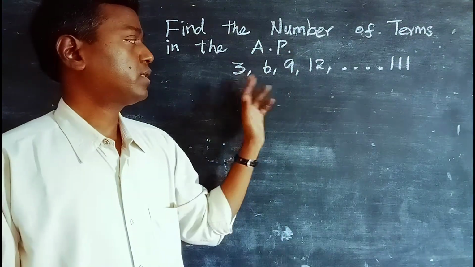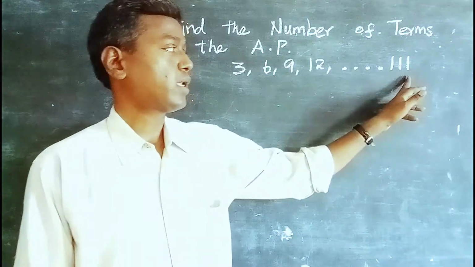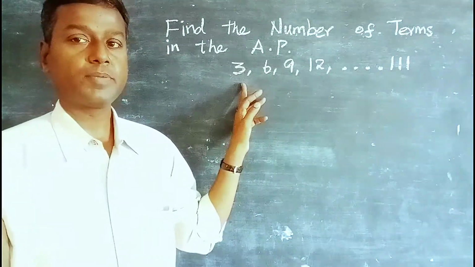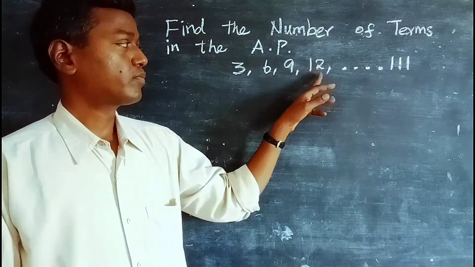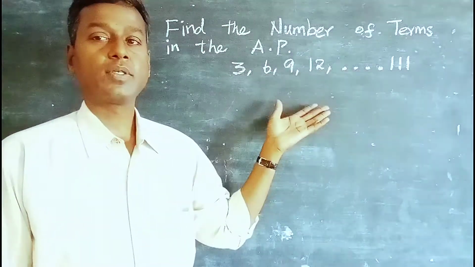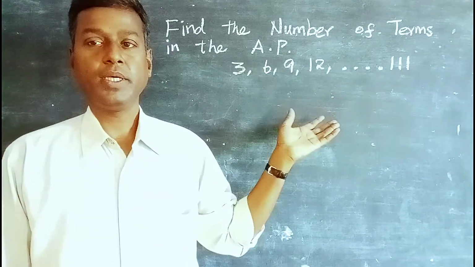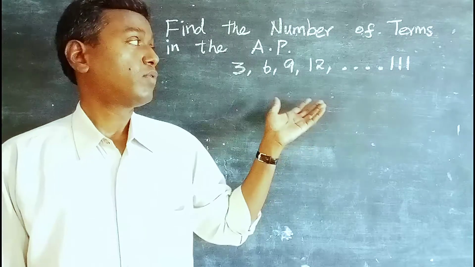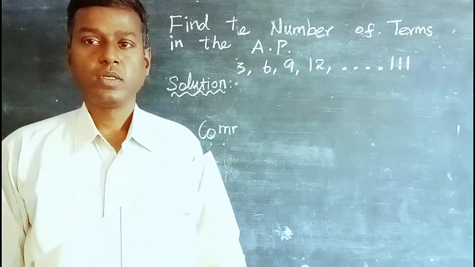Given AP is 3, 6, 9, 12, ..., 111. This is the last term. 3 is the first term. First term, second term, third term, fourth term, and so on. How many terms are in the given AP? That is what we are going to find.